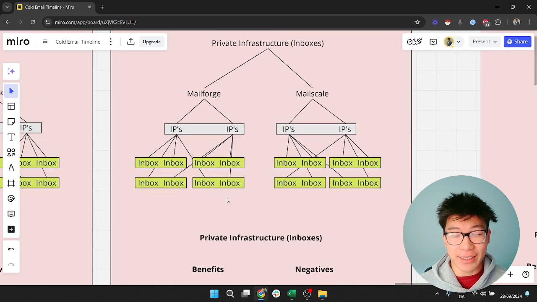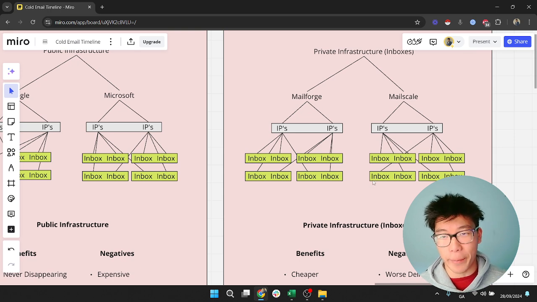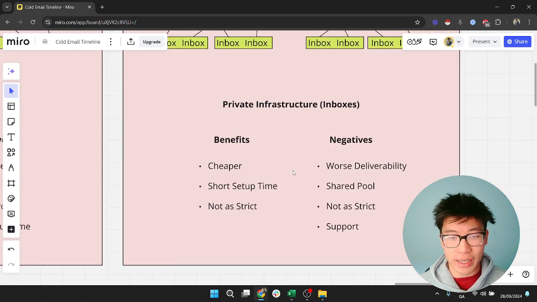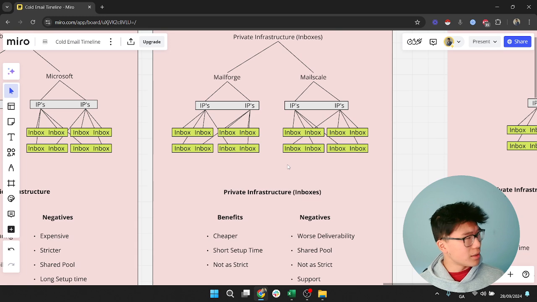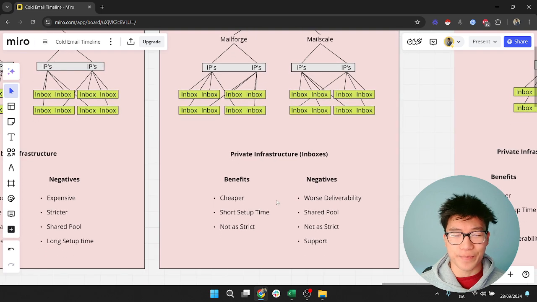And as you can see, they have the exact same layout where the inboxes are connected to IPs, and they own the IPs, and you're basically buying the inboxes off them. And obviously, the benefits and the negatives are, it's cheaper. It's naturally cheaper. I think Mailscale, some of the prices are like 100. I think you get 50 inboxes for like $100 or something like that.